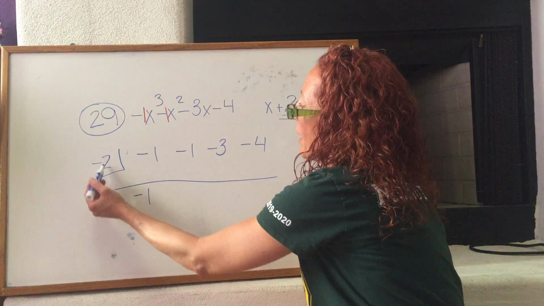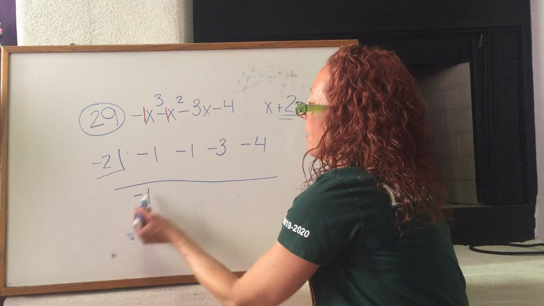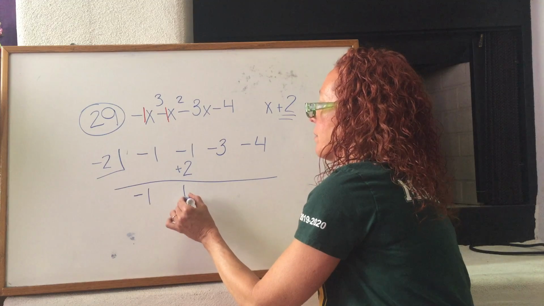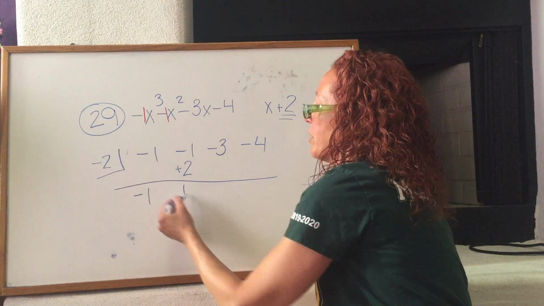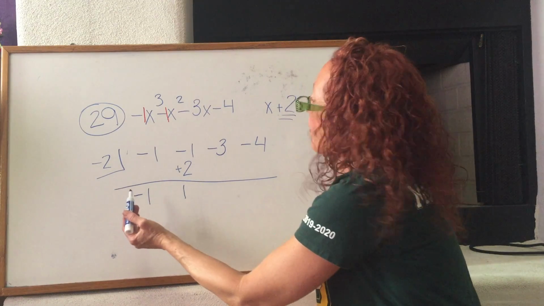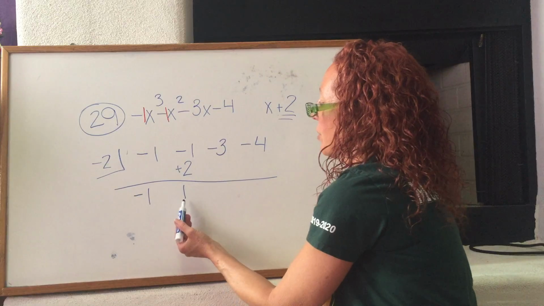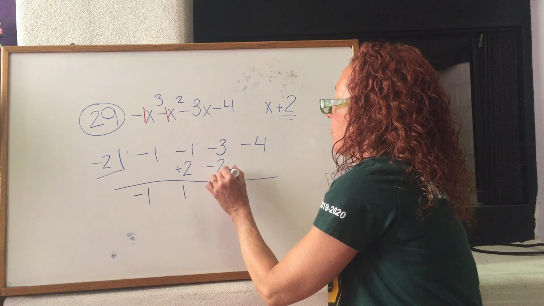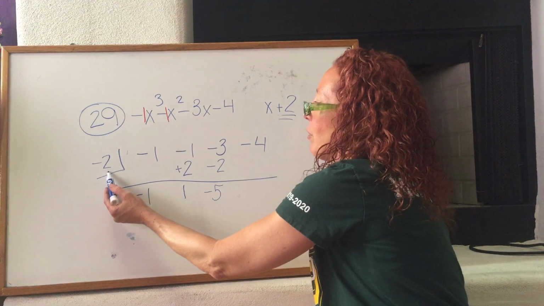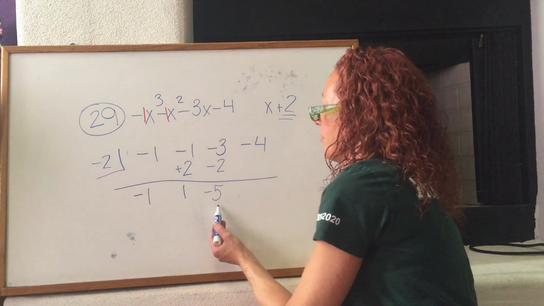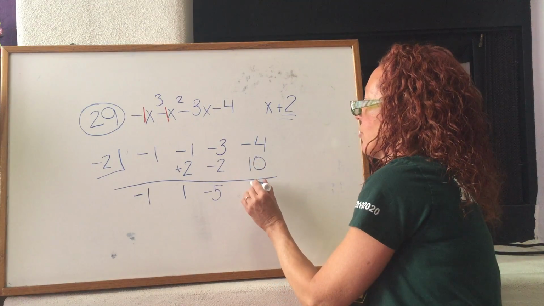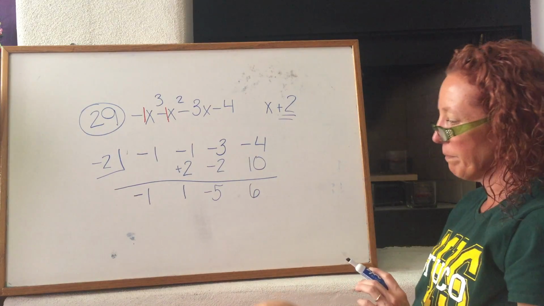So you're going to multiply diagonally. Negative 2 times negative 1 is a positive 2. Negative 1 plus 2 is a 1. And now we multiply again. So every time we have a new number down here, we go up and we multiply it by the number in the box. Negative 2 times 1 is negative 2. We add straight down, negative 5. We go back to the box and we multiply negative 2 times negative 5, and that's a positive 10. We add straight down and we get a 6.